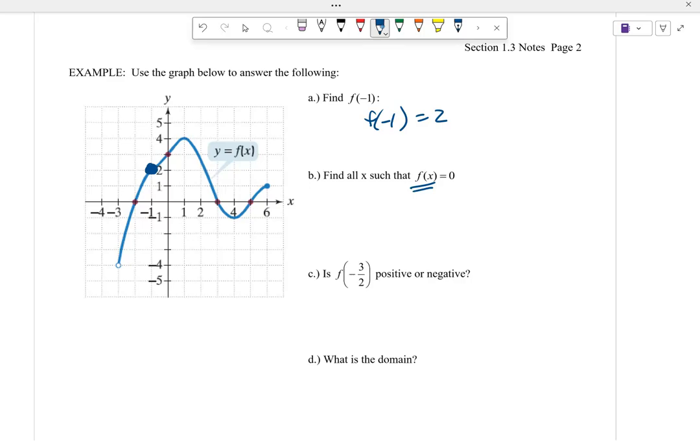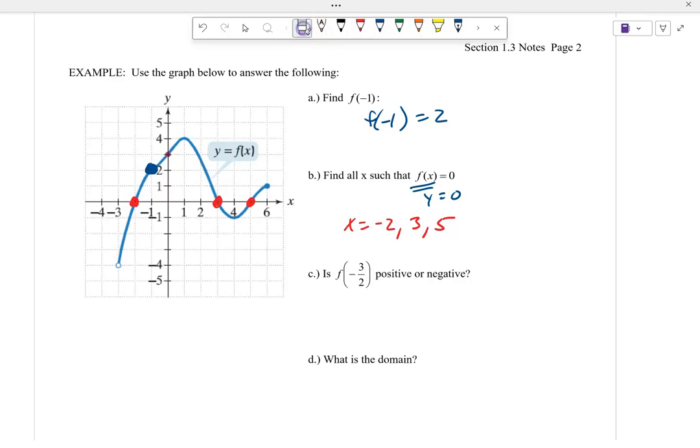Where is the y equal to 0? Let's find where the y value is equal to 0. Looks like it's right here, here, and here. So when x is -2, 3, and 5.